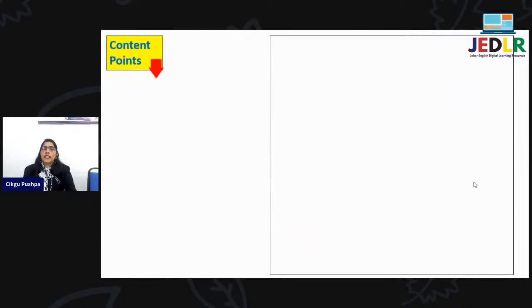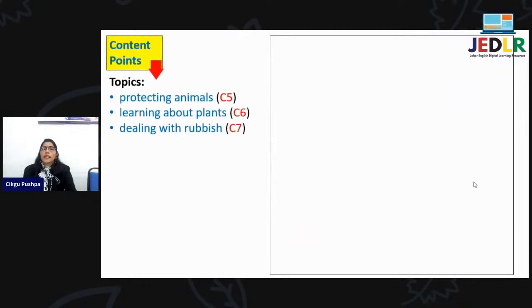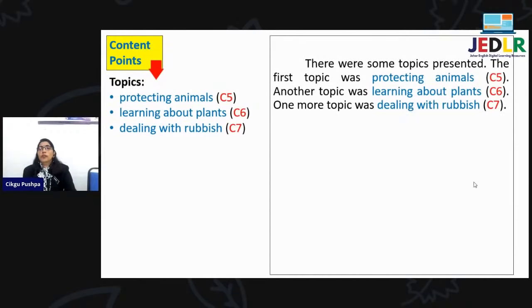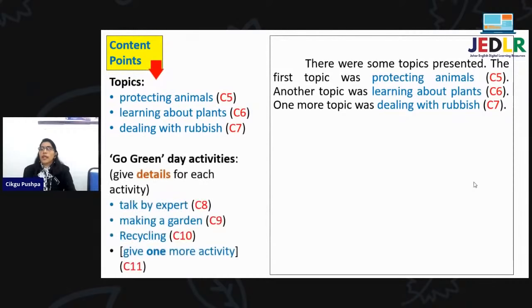Now this is the next part. Here the subtopic is the topic itself. So this is how you are going to write your sentences. Remember to use the language frames that you have learned just now. If it is a reason, the first reason is. If it is a topic, the first topic is. Since it is past tense, you have to use was. The first topic was protecting animals, C5. Another topic was learning about plants, C6. One more topic was dealing with rubbish. So you are going to get 3 marks here.